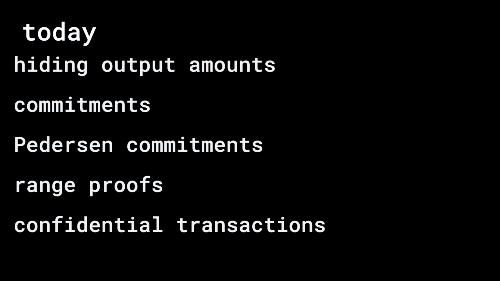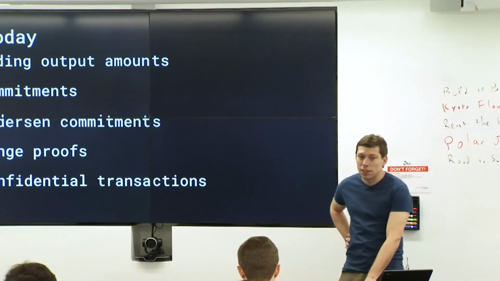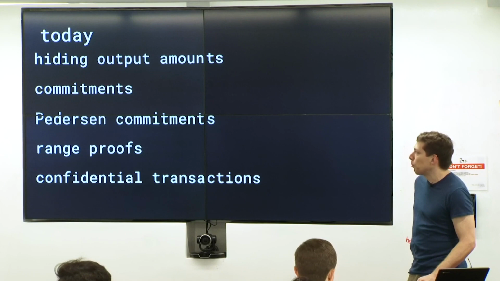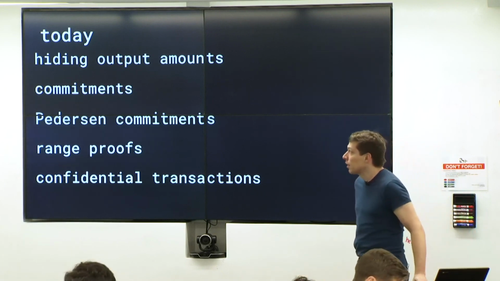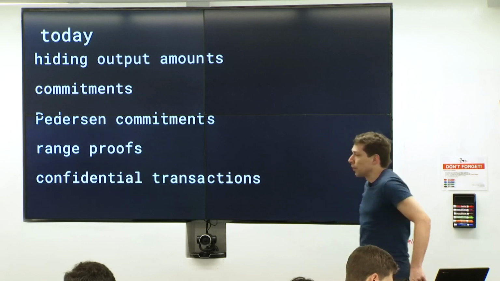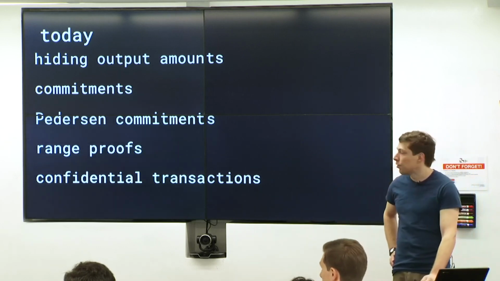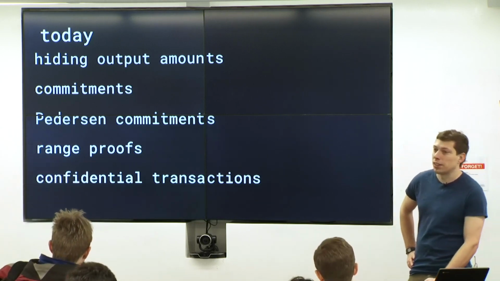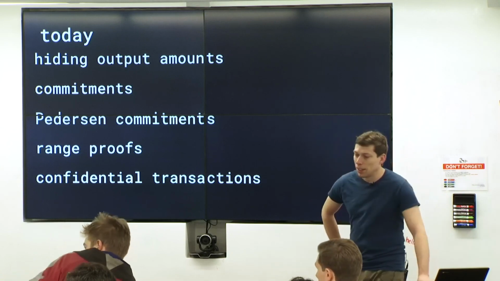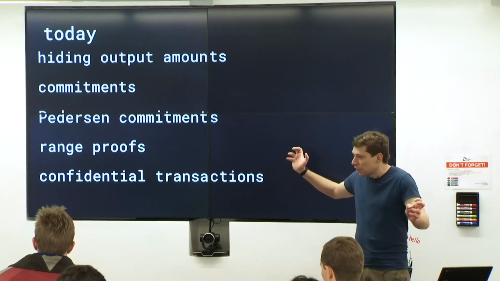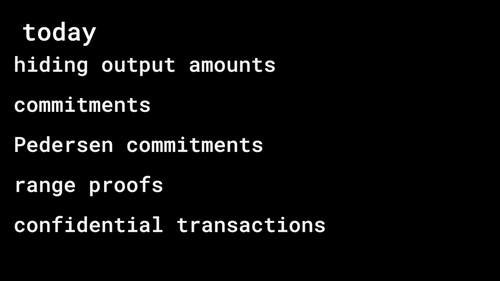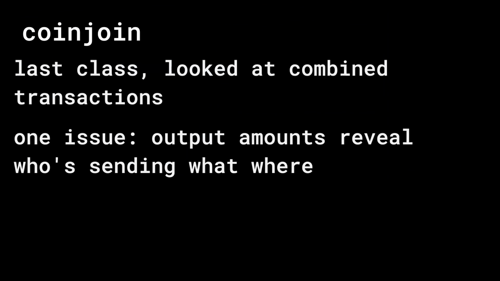So the basic idea is you want to hide the output amounts. We saw last week how looking at output amounts can de-anonymize and let you link a lot of different things. So we'll look at how to do that. How do we hide output amounts? We'll talk about commitments. First we'll talk about the reasons why and how to do it. Then we'll talk about the definition of commitments, like what is a commitment in cryptography? And then we'll talk about Pedersen commitments. Then we'll talk about range proofs and put it together to get what's called confidential transactions, which just means the output amounts are secret. Interrupt with any questions at any point along the way if something's not clear.